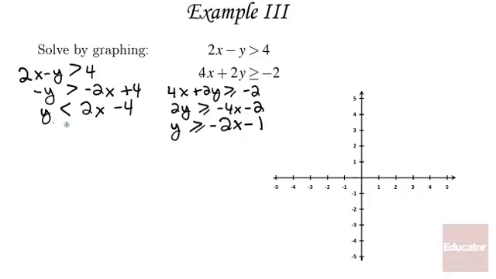Looking at this first inequality, the corresponding linear equation, now in slope-intercept form, is y equals 2x minus 4. So by putting it in that form, it's much easier to graph. Y-intercept at negative 4, and the slope is 2. So increase y by 2, increase x by 1 for the slope. Looking back, this is a strict inequality, so I need to use a dashed line, indicating that the boundary is not part of the solution set.